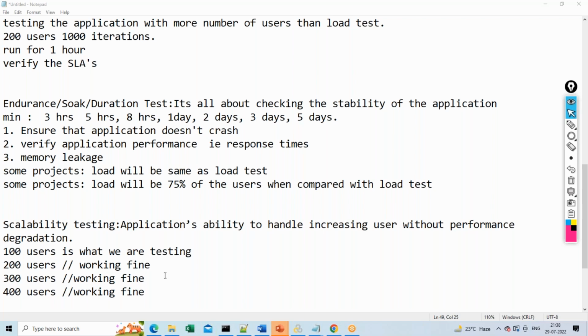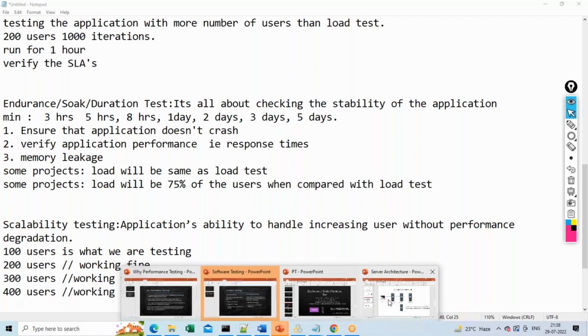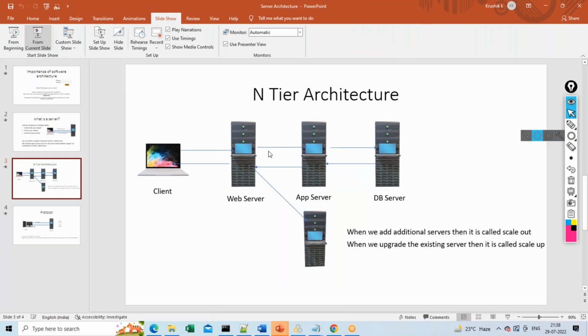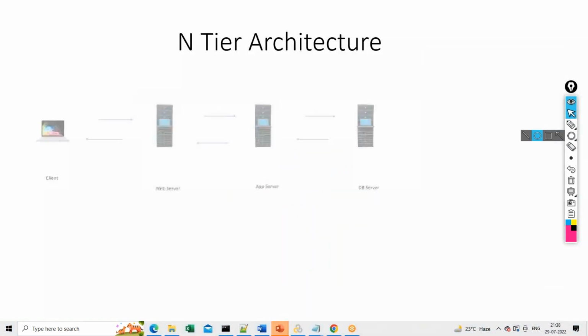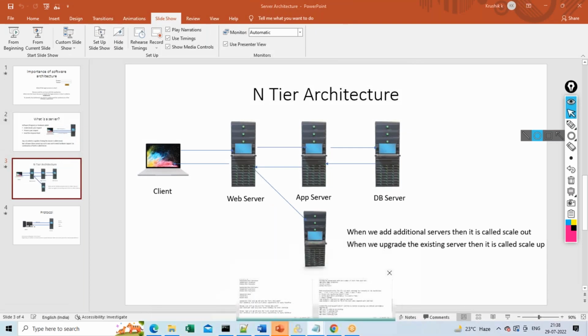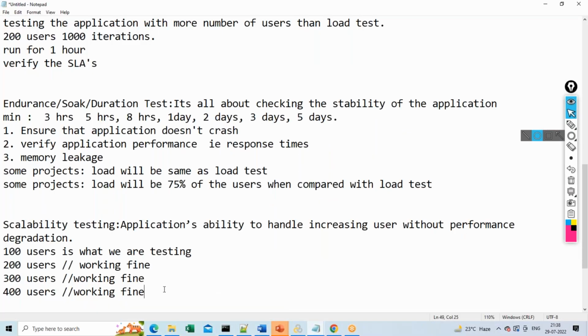In the next session I will explain what scale up and scale out are. So in our next session we will discuss that. Okay, so this is about the scalability test case.